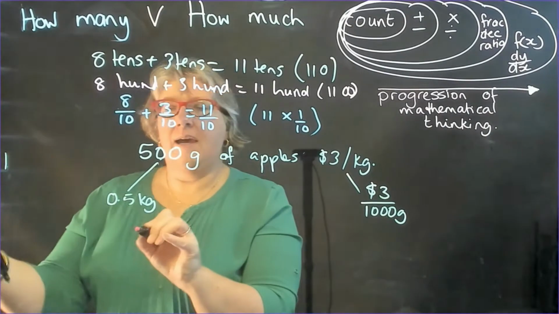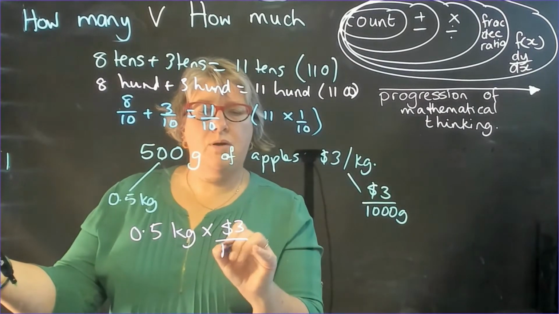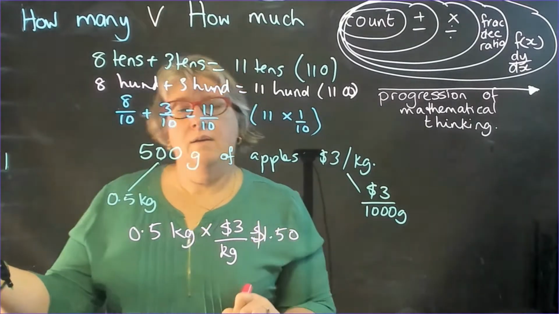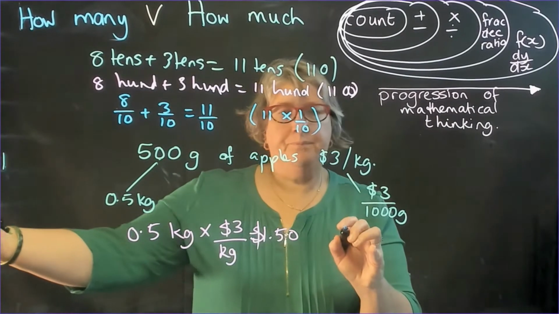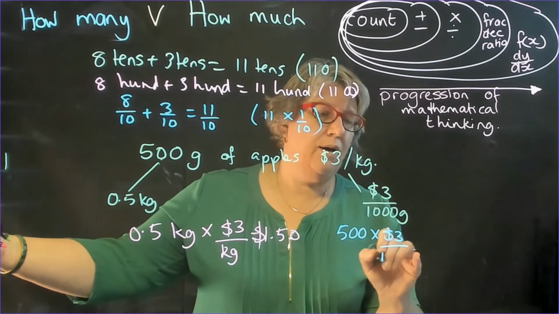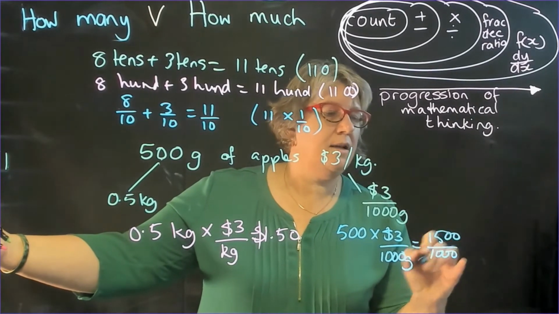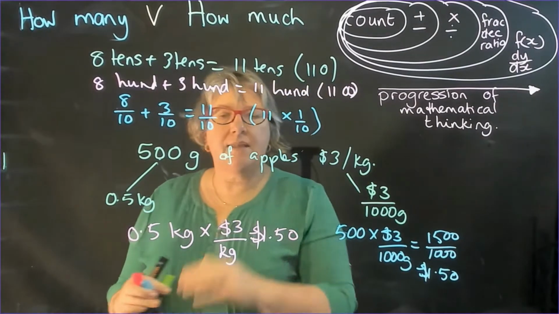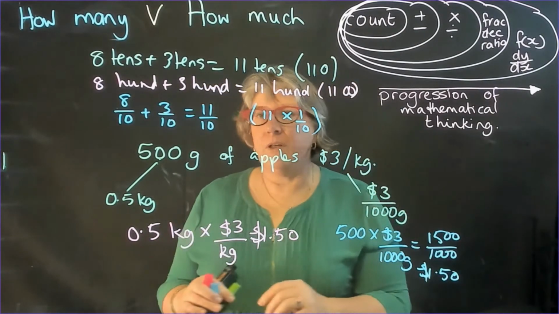So if I went a half a kilo multiplied by $3 per kilo, you can see that I would get $1.50. Right, a half of 3 is 1.5. If I went down this path and I said I've got 500 grams at $3 per 1,000 grams, I would get 1,500 over 1,000, which is again $1.50. So you need the units to be the same to be able to do the division or multiplication to make the question work out properly.